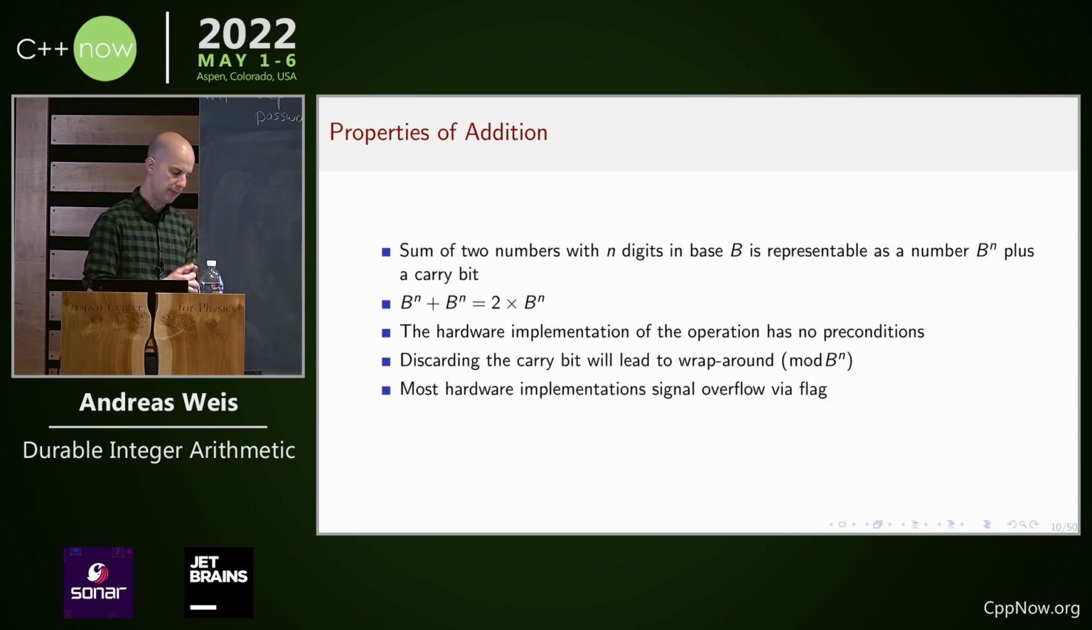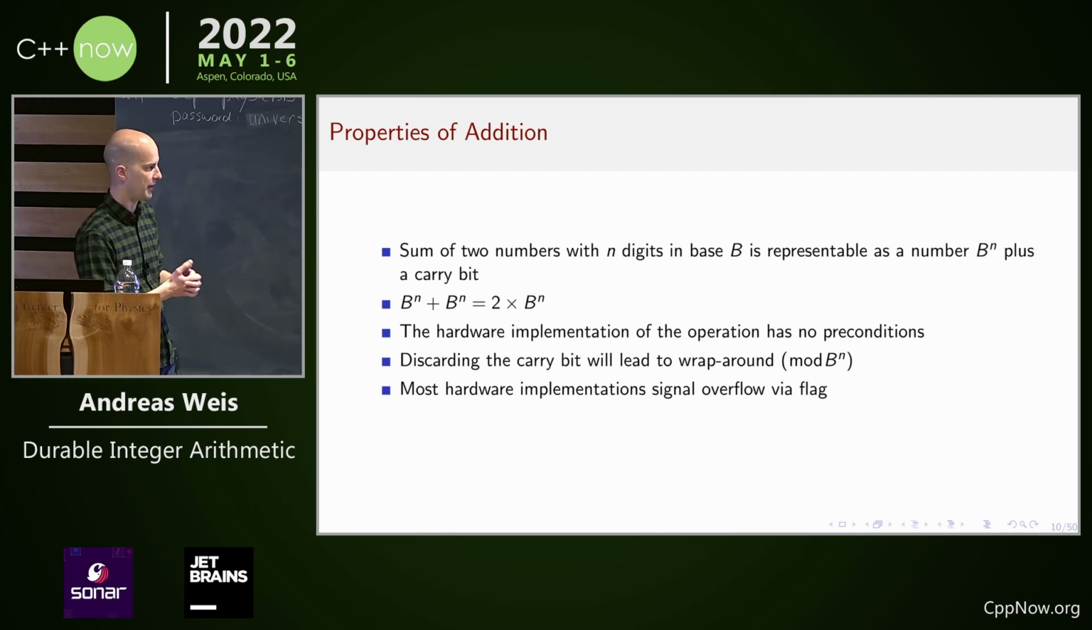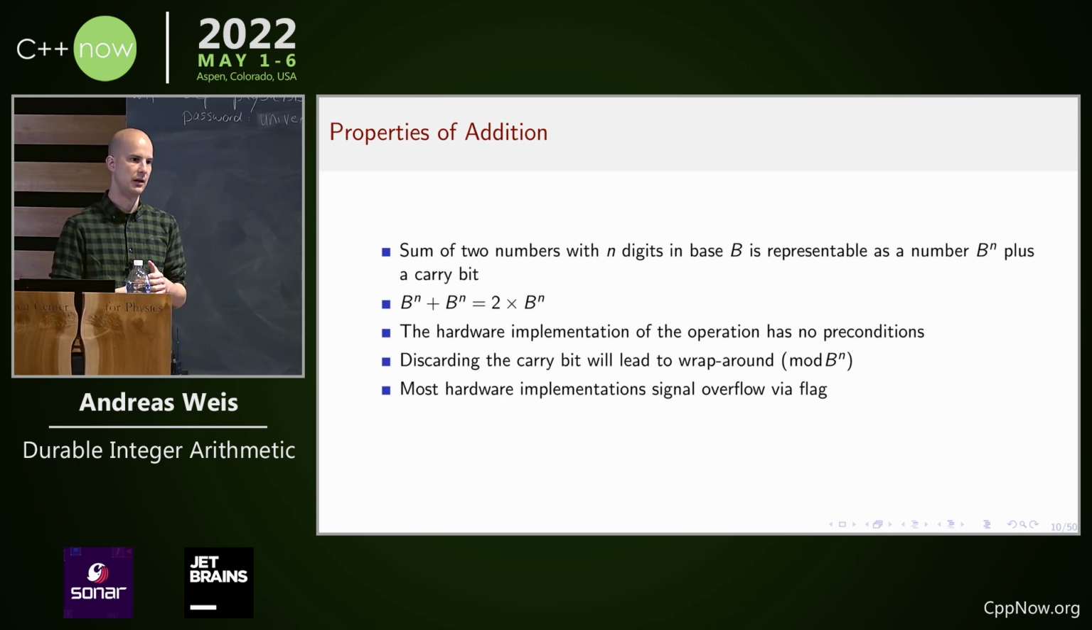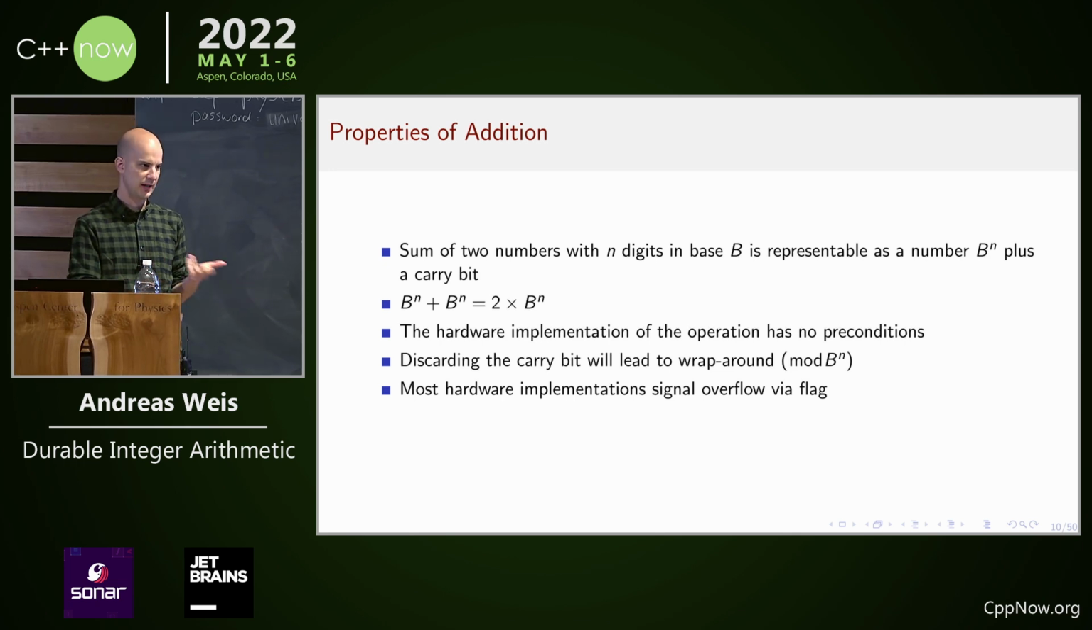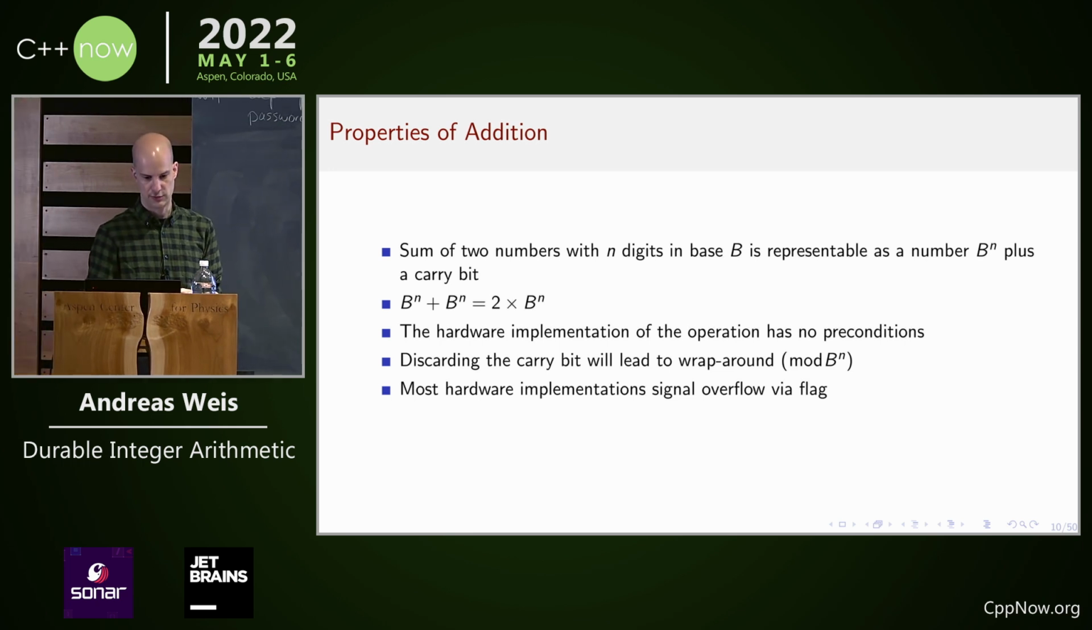So most hardware implementations, of course, don't throw away the carry bit, so they signal it somehow, and usually it's signaled via a flag. So this is not considered like an error or an exceptional situation by the hardware, but a flag will get set. You can read the flag, and then you can decide what you're going to do with it. Or you can also decide not to read the flag at all, and nobody will blame you.